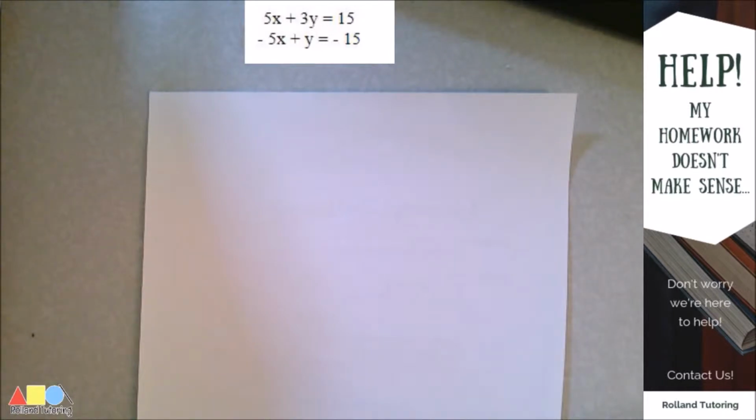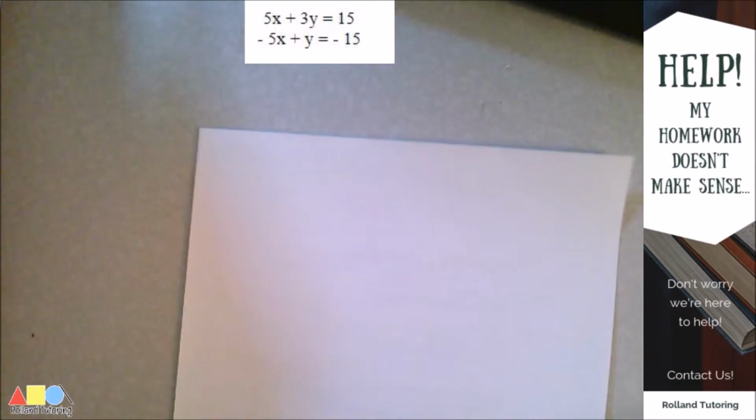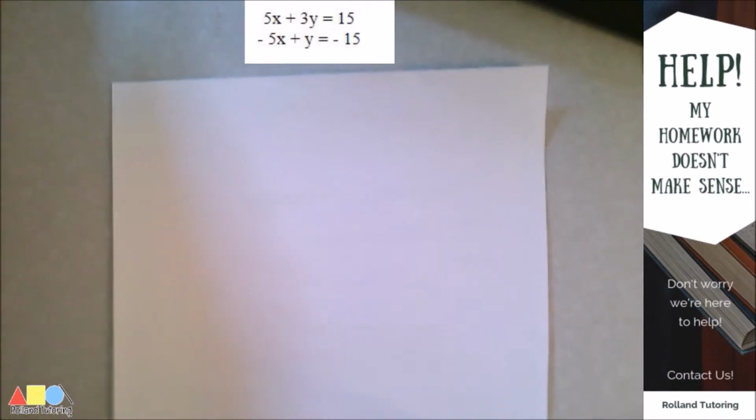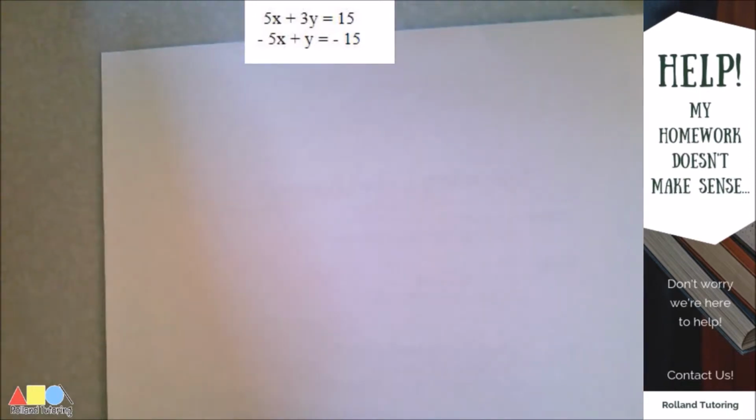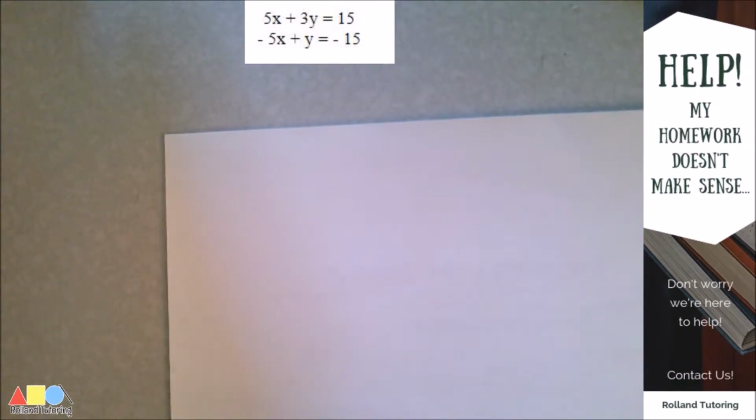Today we are looking at algebra and solving systems of equations. So we'll start here with 5x plus 3y equals 15. And our second equation is negative 5x plus y equals negative 15. If you're more familiar with algebra, this might seem simple, but if this is your first time, we'll walk you through the steps so you have a better understanding of how to approach this.